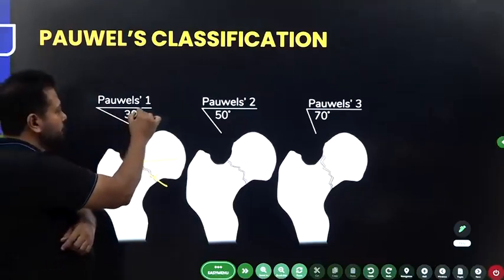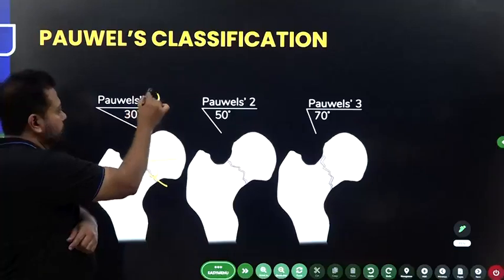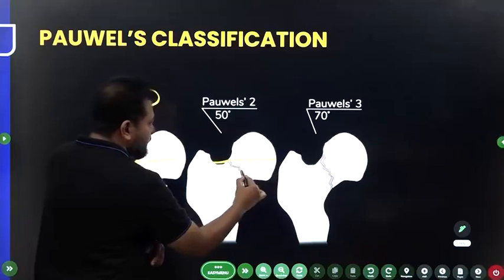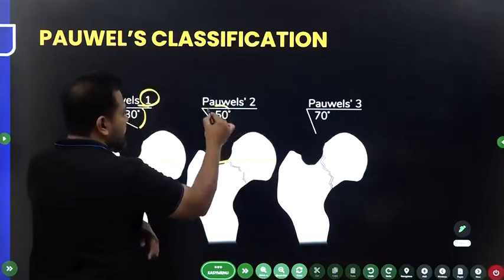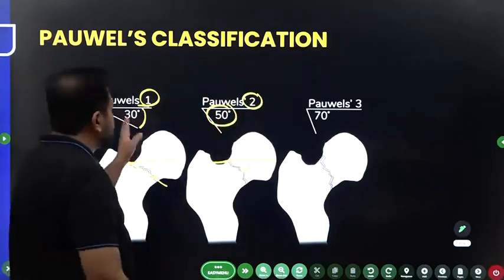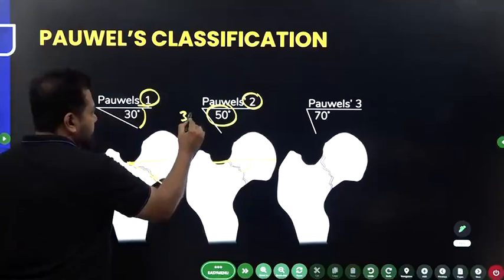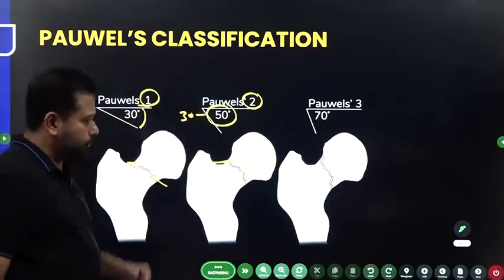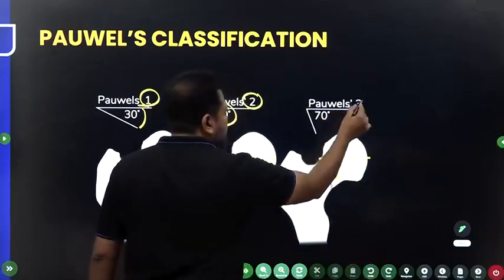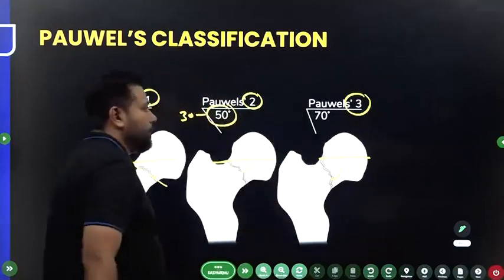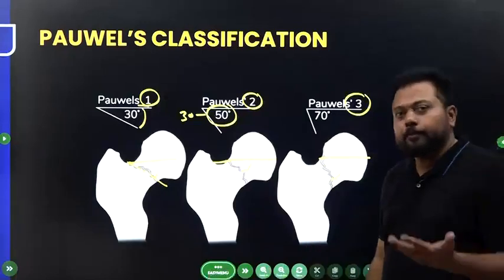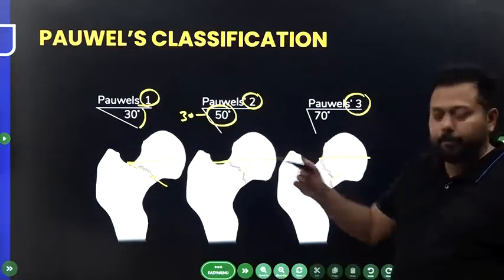When Powell's angle is less than 30 degrees, it is called type 1. When Powell's angle is between 30 and 50, it is called type 2. When Powell's angle is more than 70, it is called type 3. So Powell's type 1, type 2, type 3. Obviously, which should have a better prognosis? Type 1 should have a better prognosis.